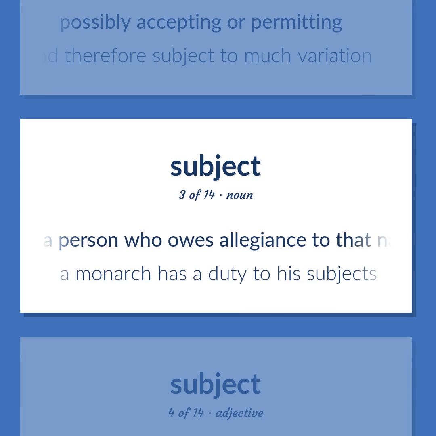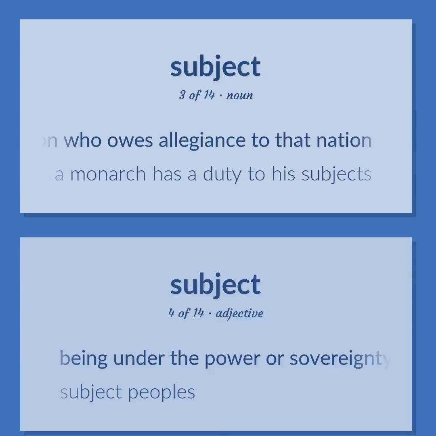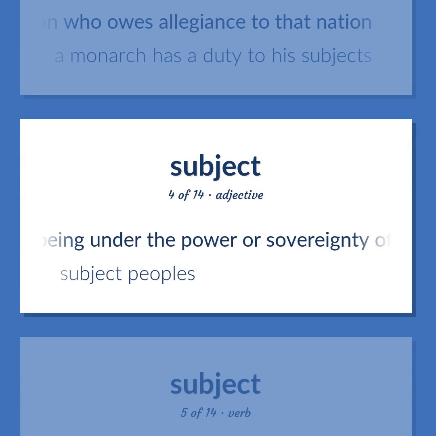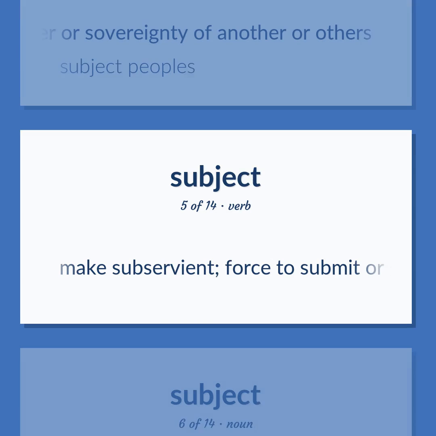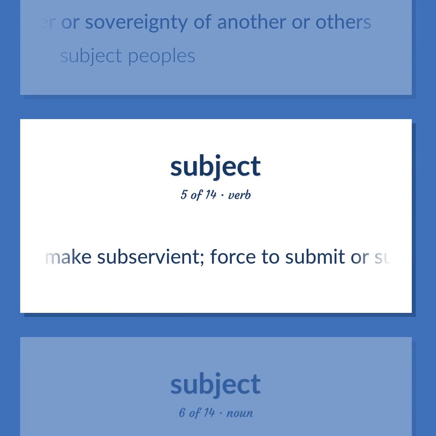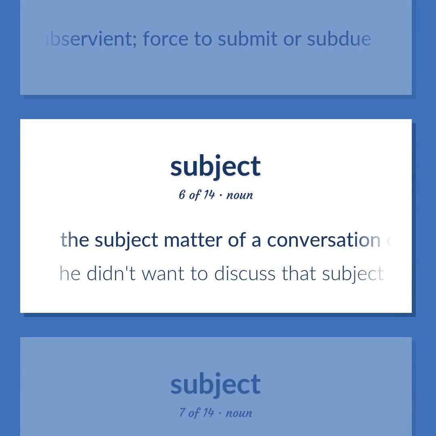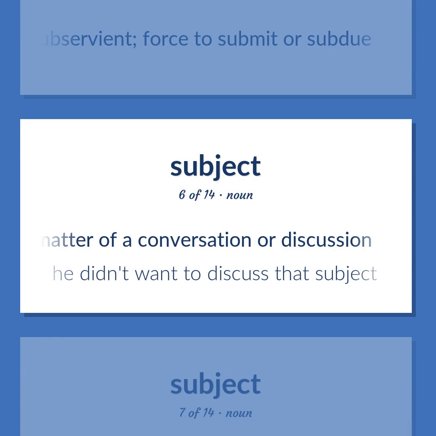A person who owes allegiance to that nation. A monarch has a duty to his subjects. Being under the power or sovereignty of another or others. Subject peoples. Make subservient. Forced to submit or subdue. The subject matter of a conversation or discussion. He didn't want to discuss that subject.